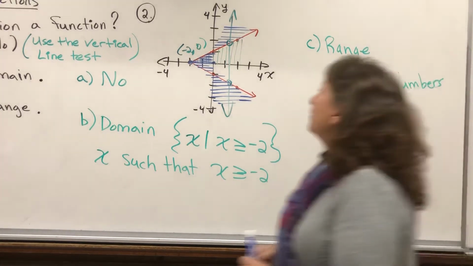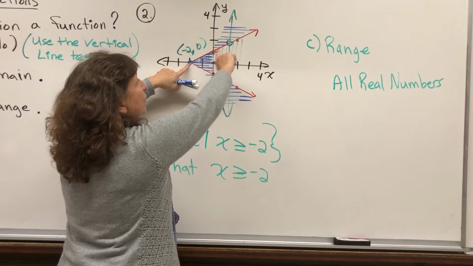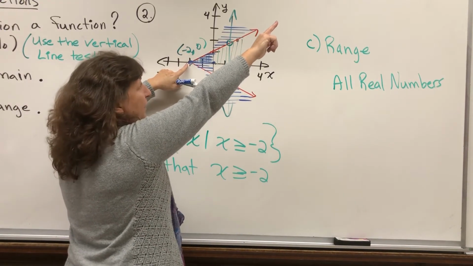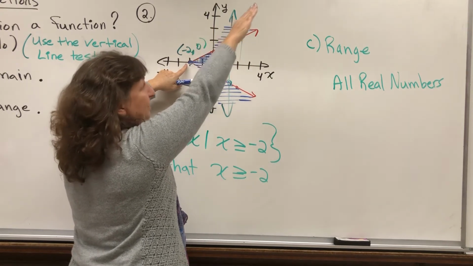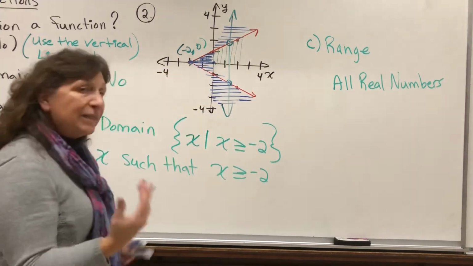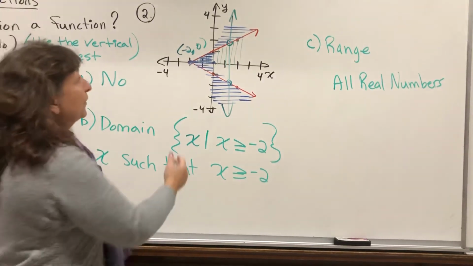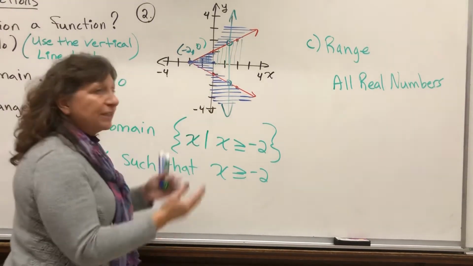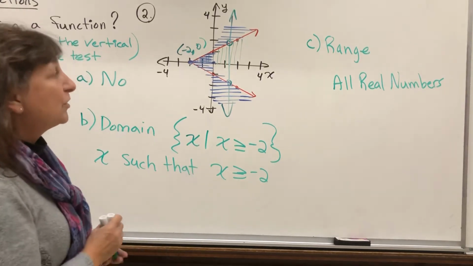The range, because this graph continues, it starts at this point and it goes up forever and ever. The range continues to go up and up on the y-axis to infinity, and then it goes down to -infinity. We did cover interval notation, so the range of values for this particular graph is from -infinity to +infinity, or in other words, all real numbers.